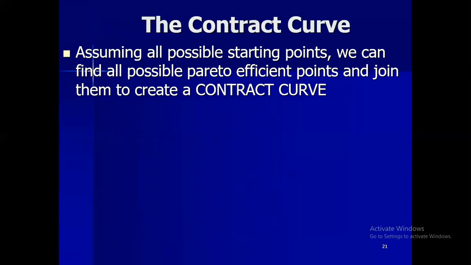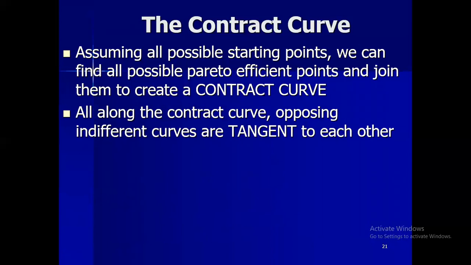Now we will discuss the contract curve. Assuming all possible starting points, we find all possible Pareto efficient points and join them to create a contract curve. The contract curve is where all the Pareto efficient points are connected or joined. If you join all the points, then it is considered a contract curve.